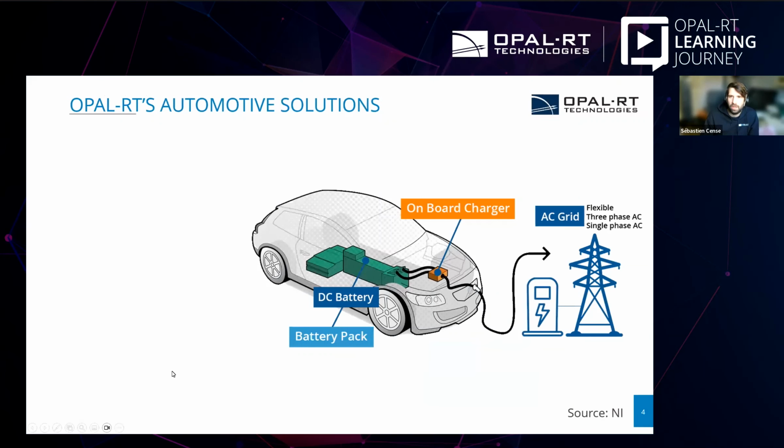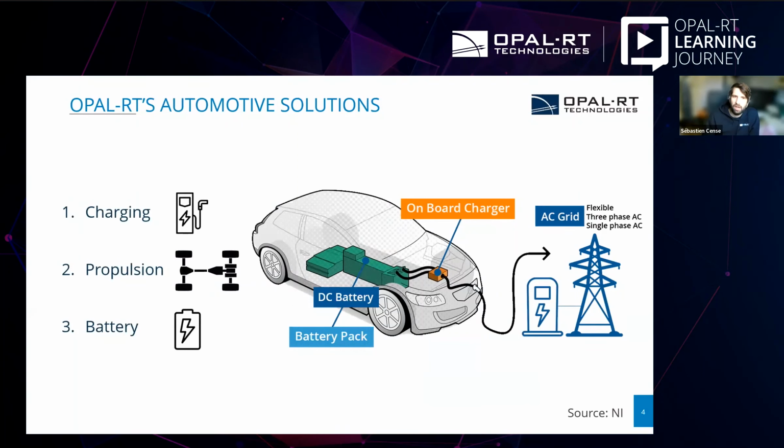So first of all, OPAL-RT's automotive solutions. We can regroup them into three main categories: the charging, the propulsion, and the battery. Today's subject will be about charging. So how can we emulate on a real-time simulator for HIL applications what we call the onboard charger?